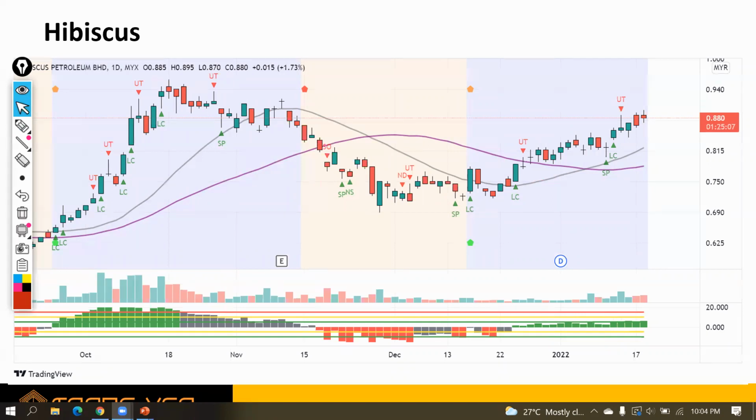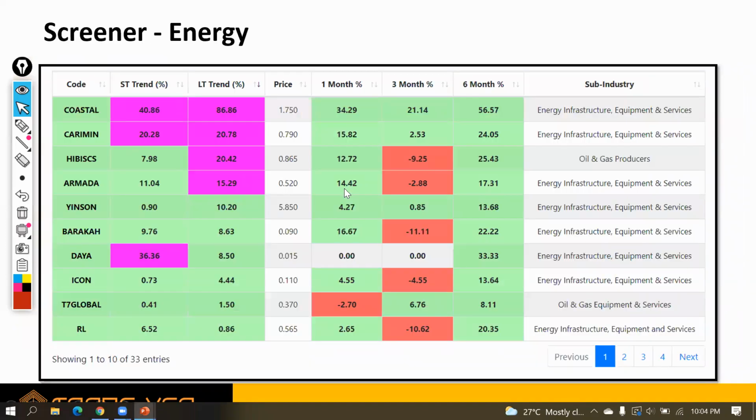On the question about ST, should we choose ST as a smaller percentage than LT? I think it's okay in terms of percentage. For example, for RL, these two are okay. Even though the ST is bigger than LT, I think it's fine. But the most important thing is that they have to be close to each other, which means their support and resistance are pretty close.